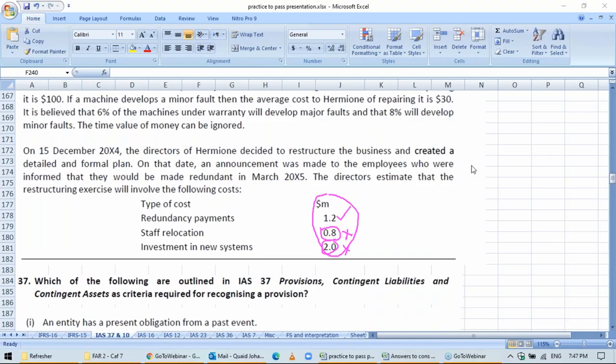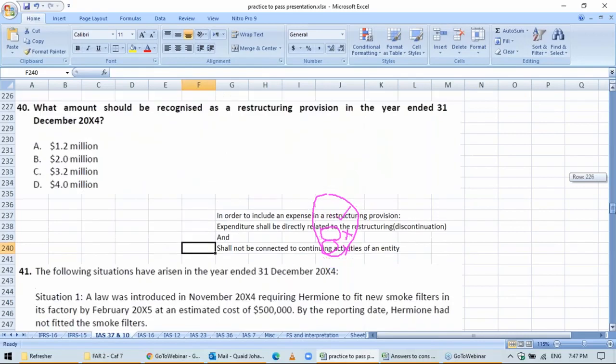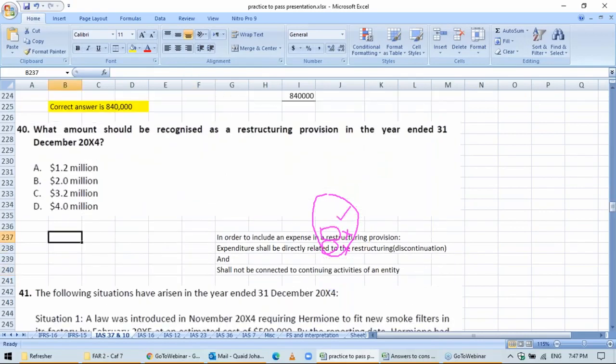The correct answer is 1.2 million. And the option is A. Okay, so that's IAS 37.